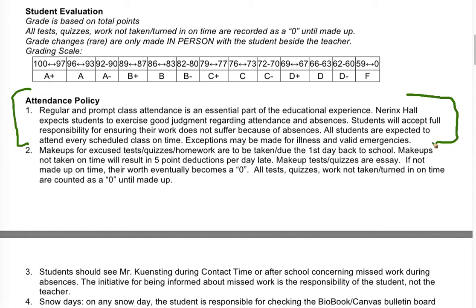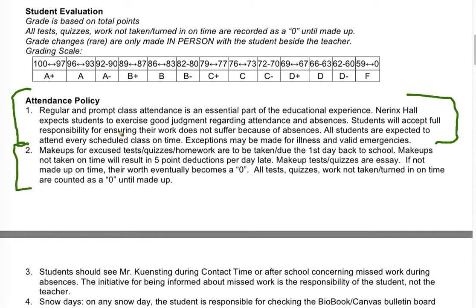So the more you're at class, the better off you are. Certainly use the screen lectures if you're not in class, so that you can hear me explain the topics and then come to school ready to ask questions during contact after school or during some free periods.